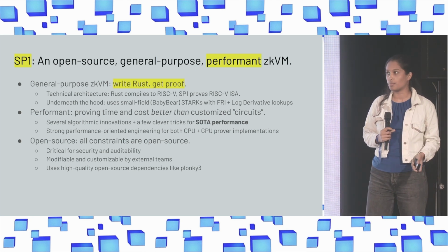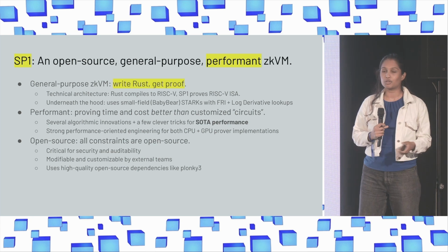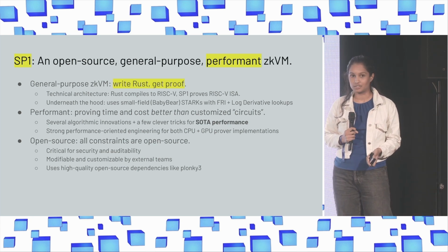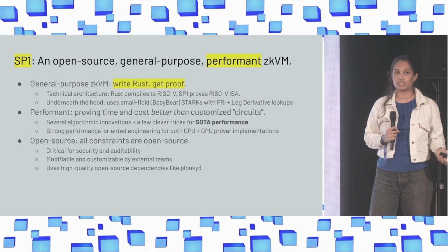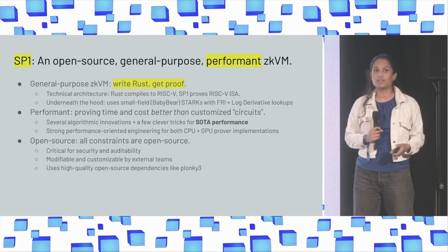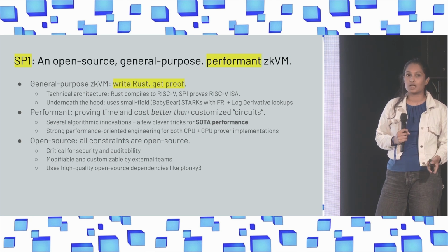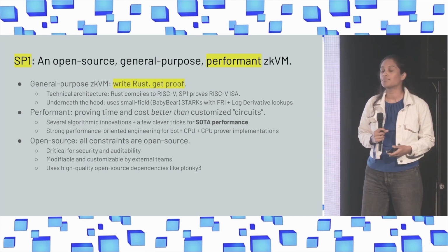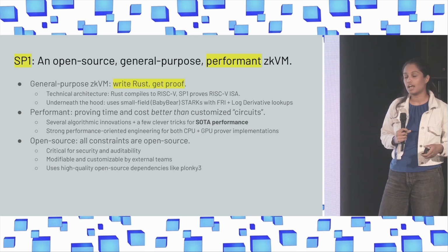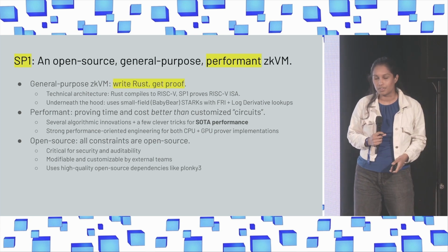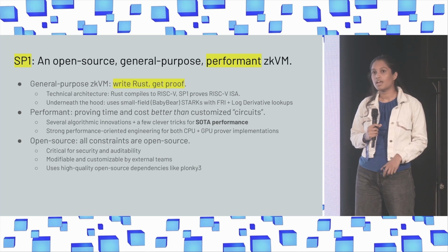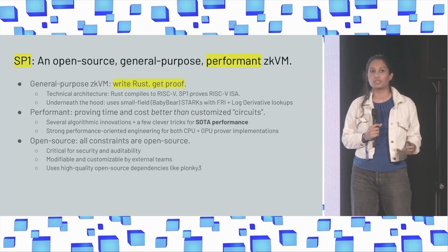SP1 is also really performant, which is very important. General purpose is obviously super great, right? Like write Rust, get proof. It sounds awesome. But if it's not practical, no one's actually going to use it. And so performance is extremely important. And we've actually found that with SP1, the proving time and the proving cost can often be better than the customized circuits that people have written in the past. And there have been many algorithmic innovations that our team came up with for our state-of-the-art performance that I'll go into in a little bit.